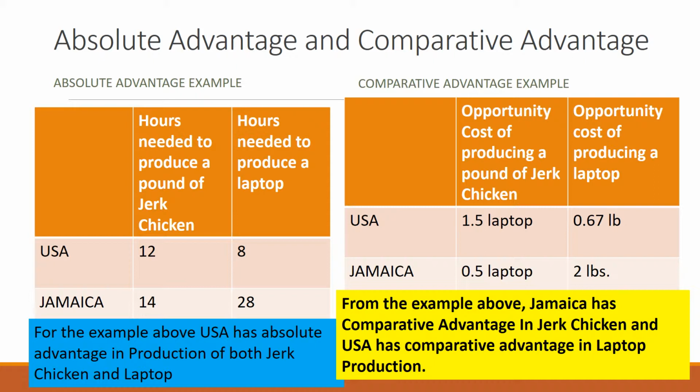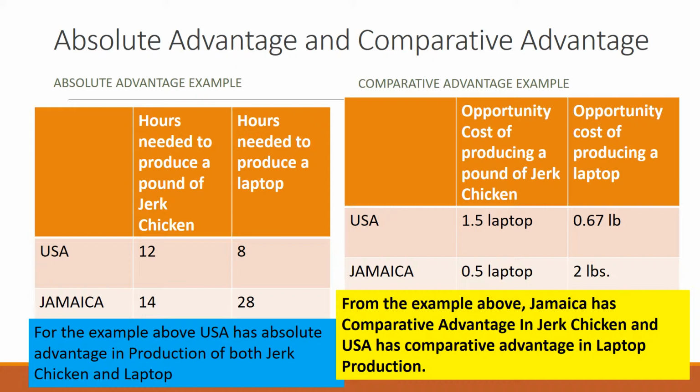Well, let's refer back to our left hand side table. From that table we know US would be spending 12 hours of labor to produce a pound of jerk chicken, right? Now the question is, with that 12 hours, how many laptops would US have produced? By looking at the data, we know US needs 8 hours to produce a laptop. So in 12 hours, US could have produced 1.5 laptops, right? So that would be the opportunity cost for US of producing a pound of jerk chicken.